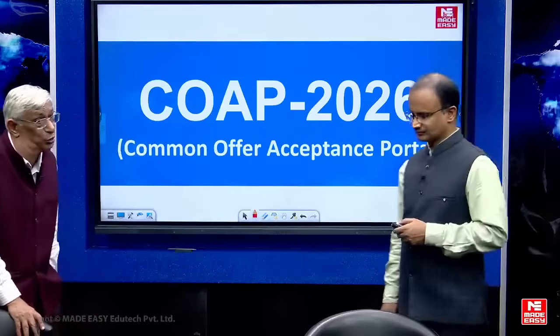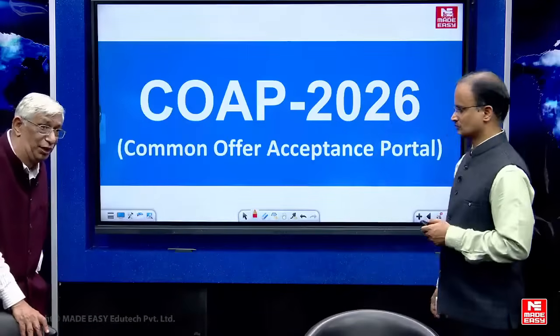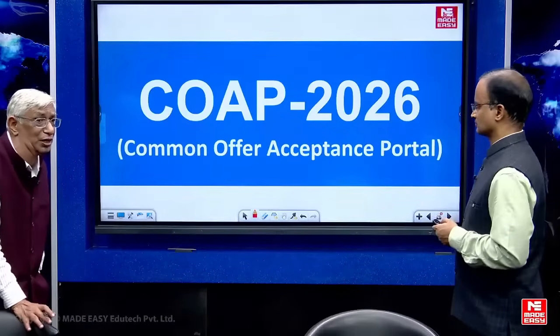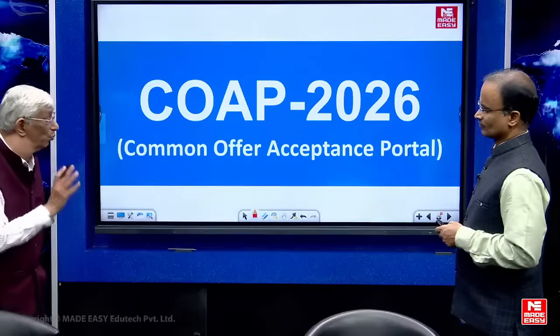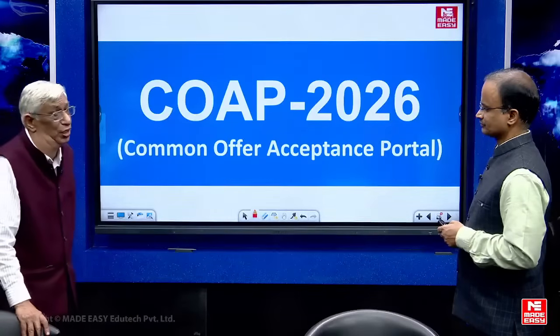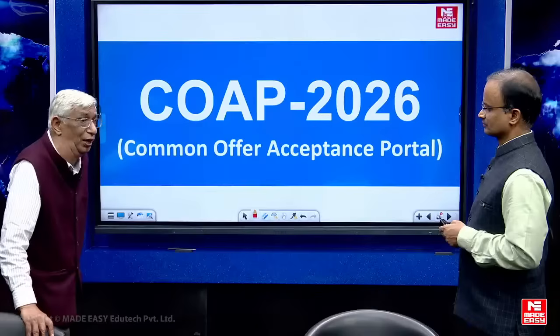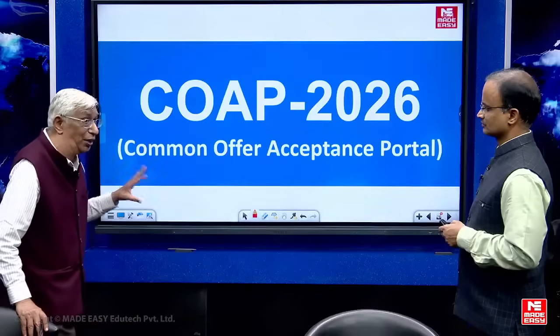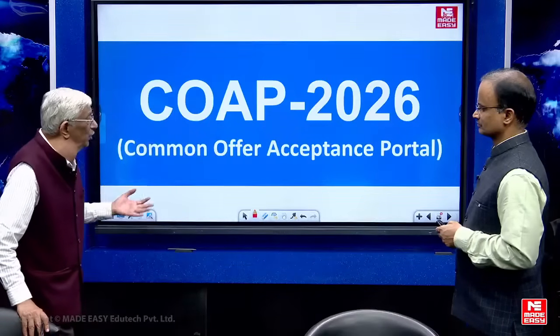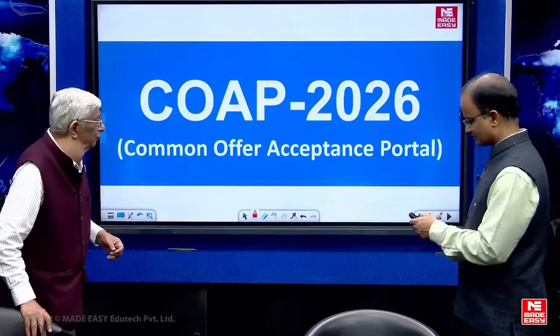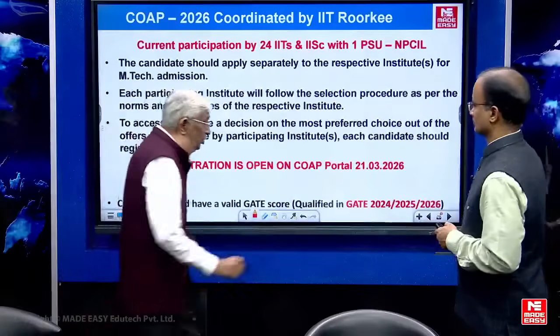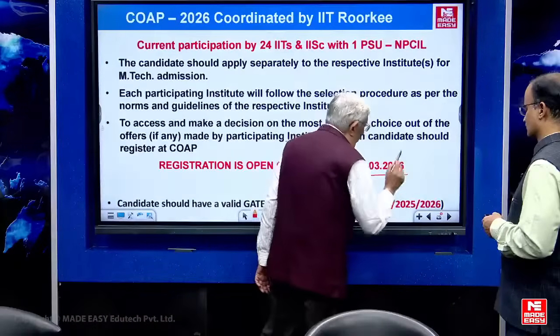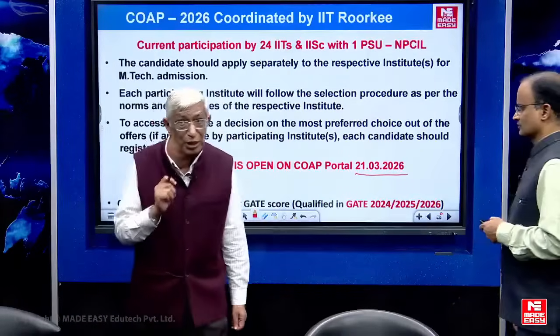COAP is something which you must pay attention to. As I mentioned in the beginning, everybody aspiring to join an M.Tech course must register on COAP if you are applying to IITs and IISc. It is mandatory. The registration has already opened with effect from 21st of March. Don't be in a hurry to register.